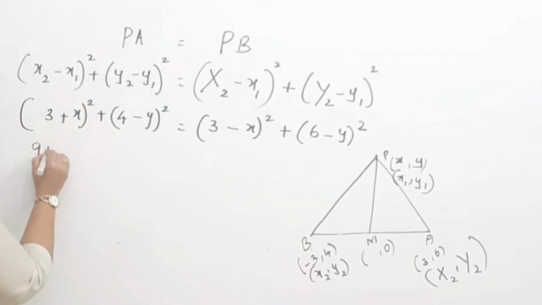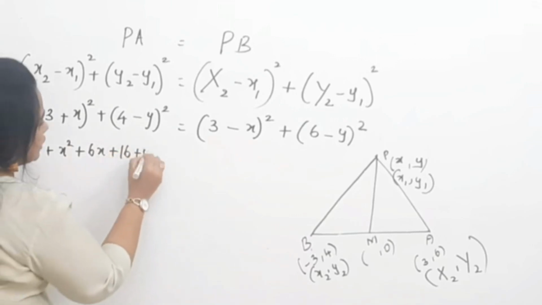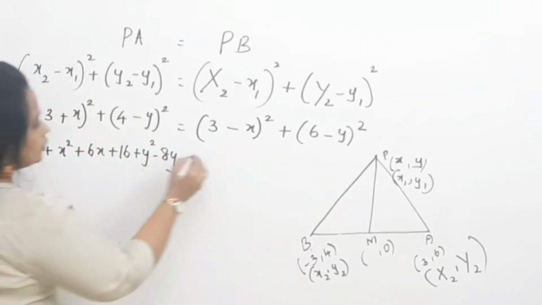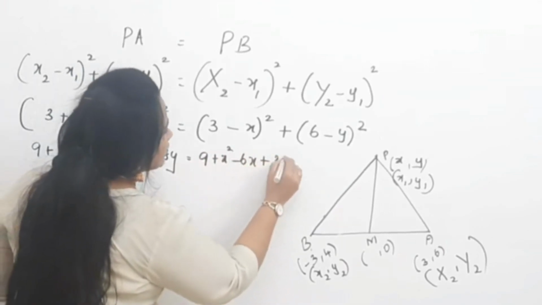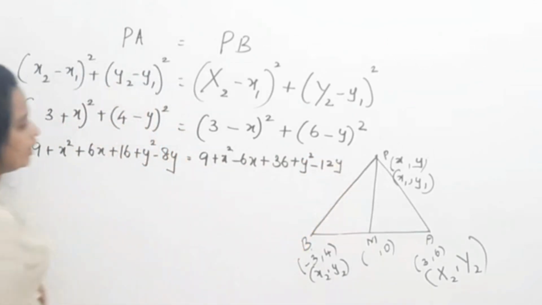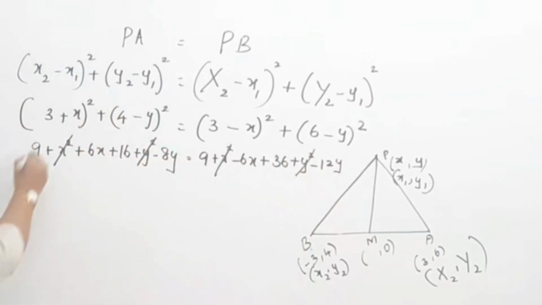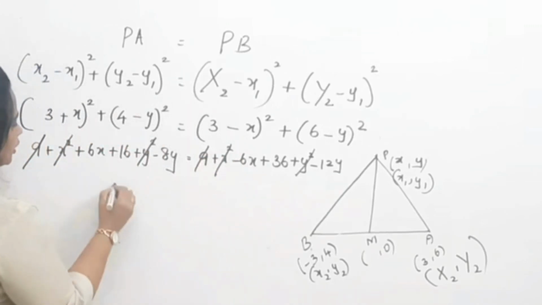That is 3 squared plus x squared plus 6x plus 16 plus y squared minus 8y, which is equal to 9 plus x squared minus 6x plus 36 plus y squared minus 12y. Hope everyone got the application of the identities. So x squared and y squared get cancelled and 9 also gets cancelled. Now I am left with 6x and you have minus 6x. Please bring it to the other side.